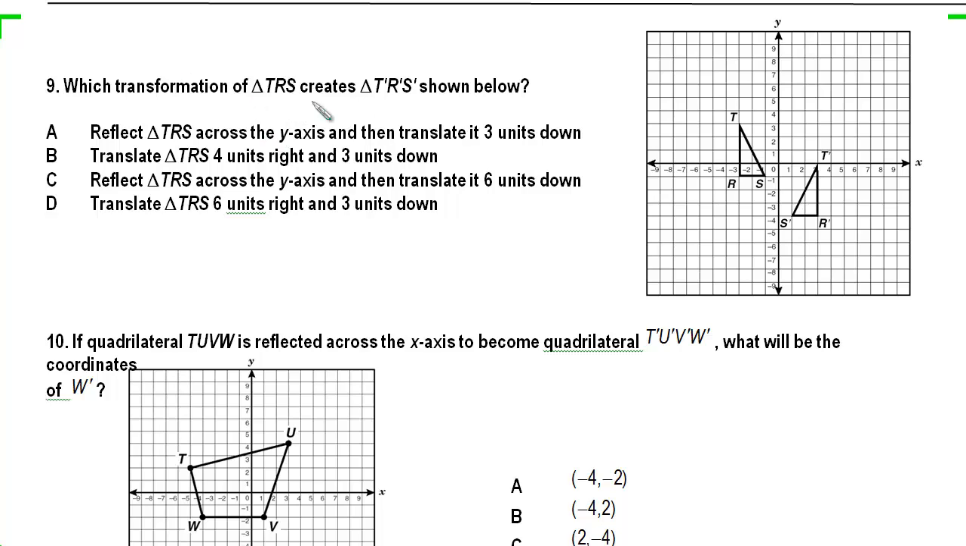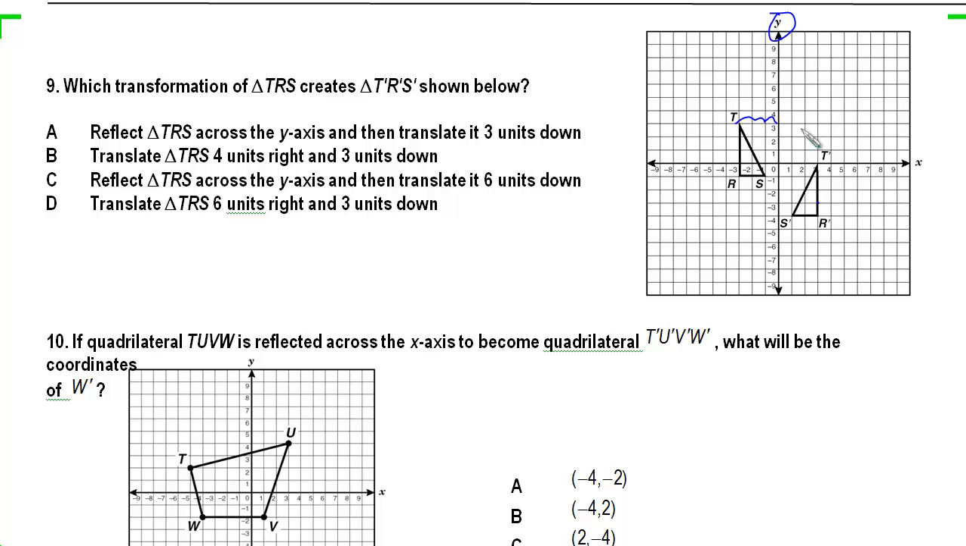Okay, which transformation of triangle TRS creates triangle T prime R prime S prime shown below? So again, we're taking TRS and we're moving it over to T prime S prime R prime. So I see that this looks like it is flipped over because now the vertical side here is now on the back side. So that would have to be a reflection. And this is over the y-axis. So it looks like it may be reflected over here.